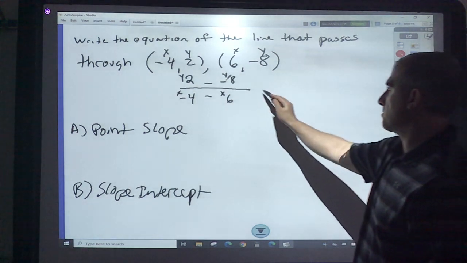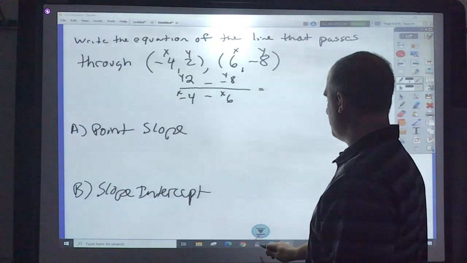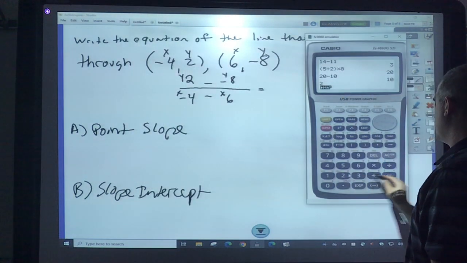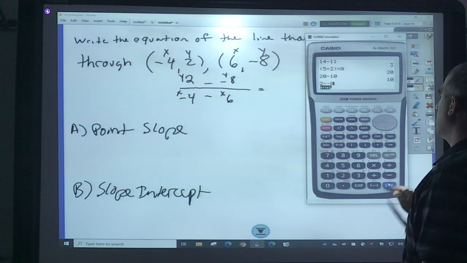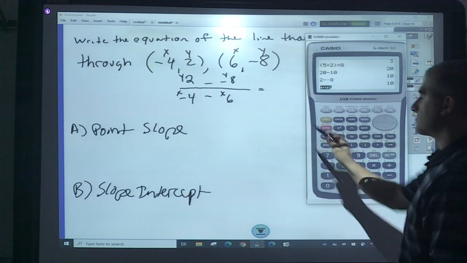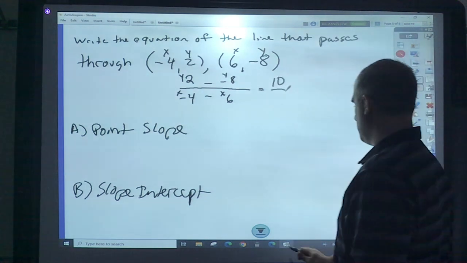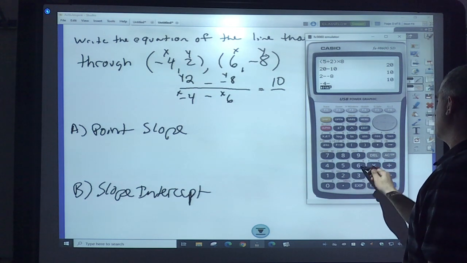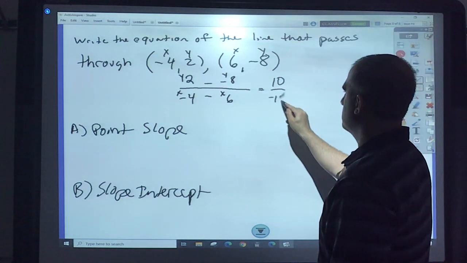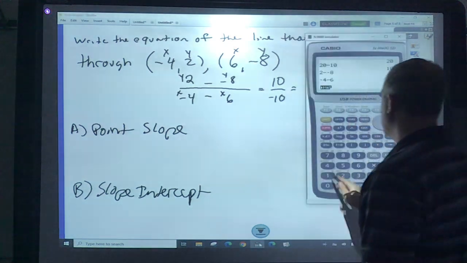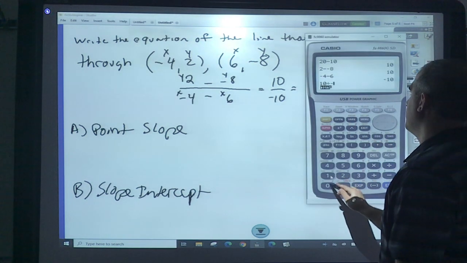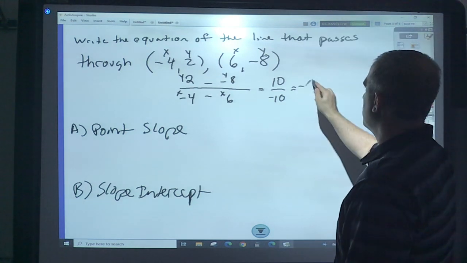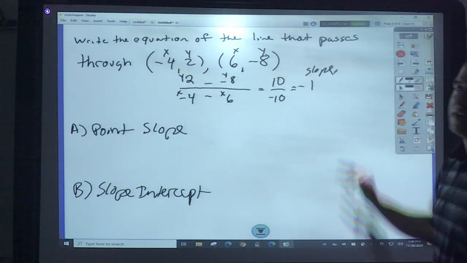So then what I want to do is just do the math going across. 2 minus -8 is 10. -4 minus 6 is -10. And I want to divide those. 10 divided by -10, I get -1. So that's my slope. So I have to do an extra step there.